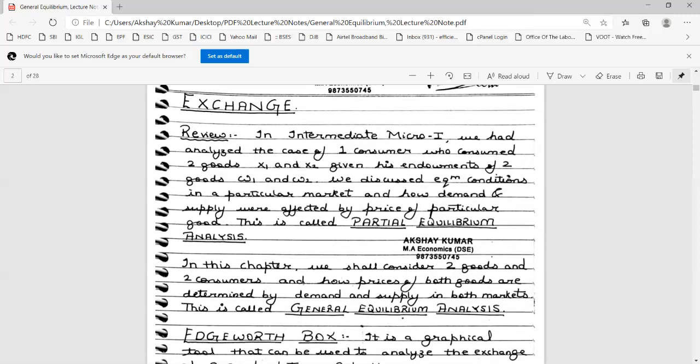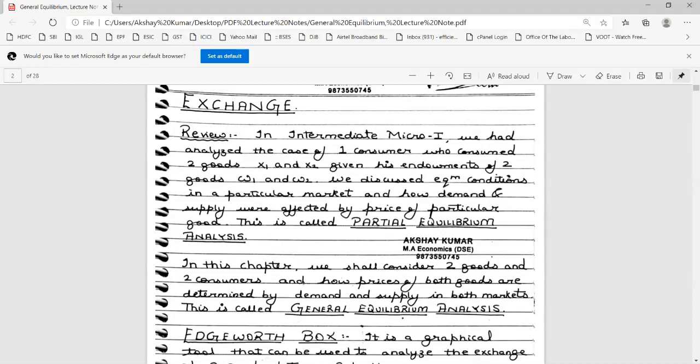Now, recall that in micro semester 3, we had talked about one consumer. There were two goods, X1 and X2. And if you remember, the consumer was endowed with endowments omega 1 and omega 2. Whatever analysis we had done in semester 3 was called the partial equilibrium analysis. This means that there was one consumer, and in one particular market, we were trying to achieve equilibrium using demand and supply.